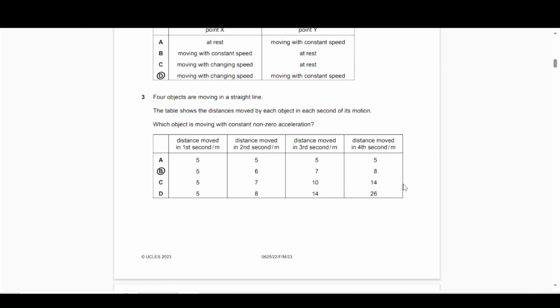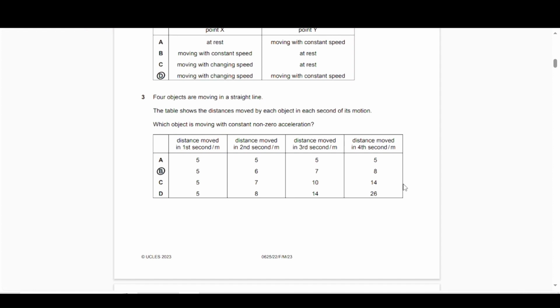The table shows the distances moved by each object in each second of its motion. So it's quite similar to the question with the flashlight, taking snaps at regular intervals of an object that's moving. Except here they haven't got an image, instead they've got a table of data. Which object is moving with constant non-zero acceleration? So we want an object whose distance is increasing every second. If you look at the first case, it's all 5s. If it's all 5s, that's constant speed. And we don't want something that's slowing down. In none of these cases is the body slowing down, so that's fine.